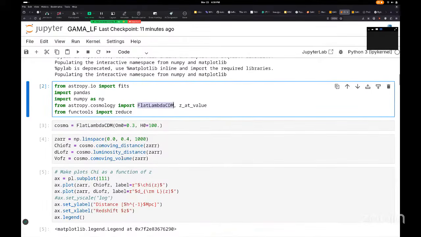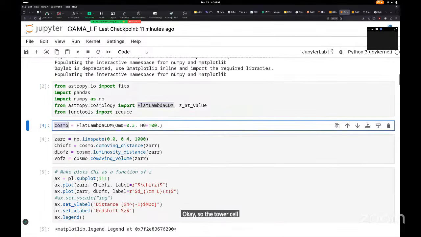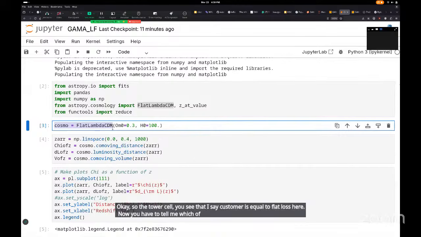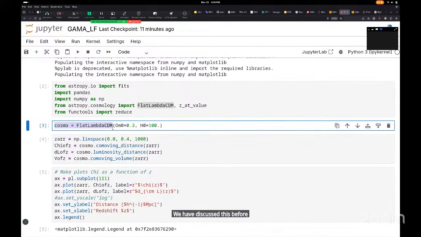Okay, so the third cell, you see that I say cosmo is equal to FlatLambdaCDM. Now you have to tell me which of the parameters I have to give to FlatLambdaCDM. We have discussed this before, right? There are two parameters which we need. Omega and H naught. Those are the two parameters that we need, because that's what defines this flat lambda CDM. So we will pass those two parameters like this.